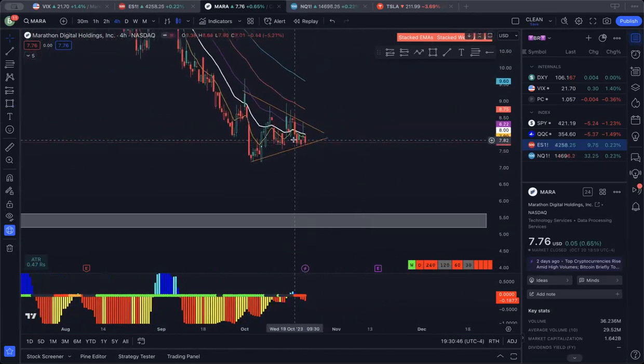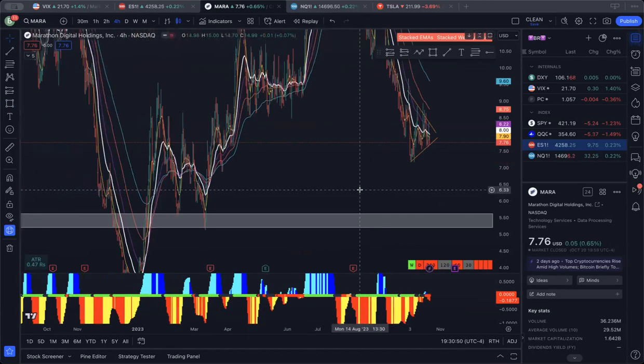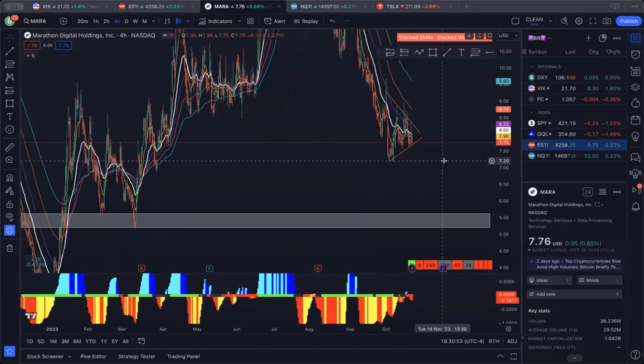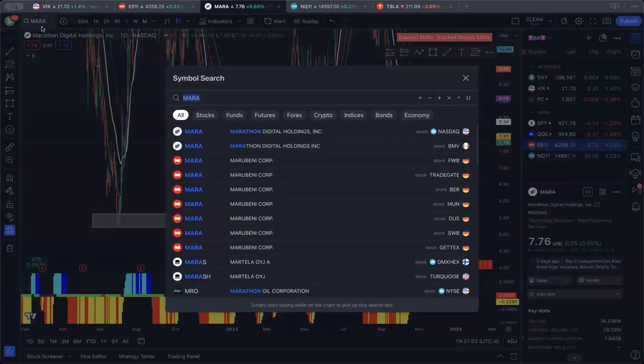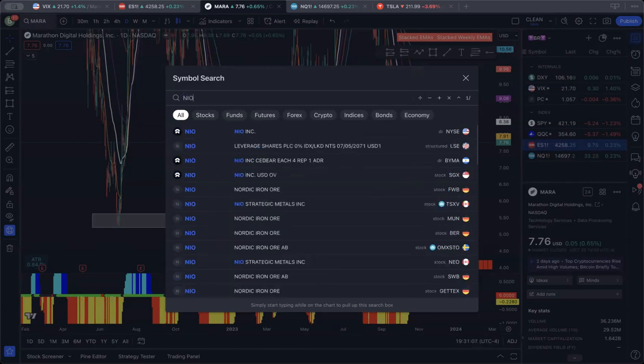So I'd look to play this one to the downside and kind of target that $5 area. I mean, that's a huge drop, but first I'd target here, the $7, trail up your stops until it gets to around that 5.50 area. But that one looks great. Thank you for sending that. Mara and AMD look really good based on what you guys have sent already.